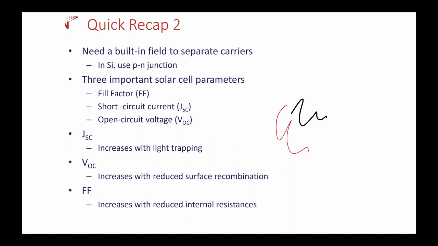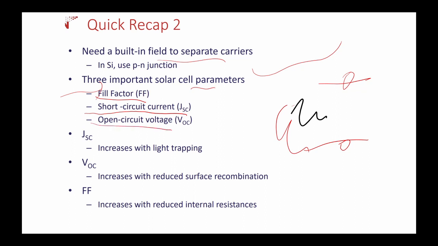So there is a built-in electric field in the PN junction of the silicon solar cell. Because of that, we can separate the electron-hole pairs that are generated because of the light. And there are three important parameters in a solar cell: the fill factor, the short circuit current, and the open circuit voltage. These define the efficiency of the solar cell.